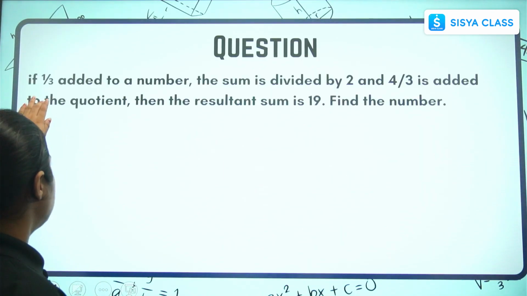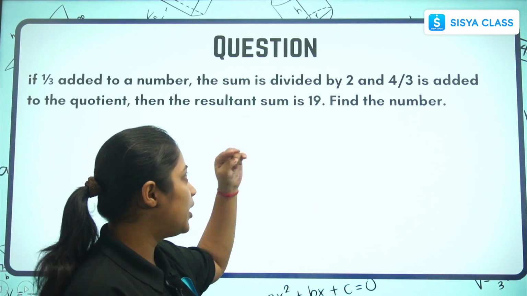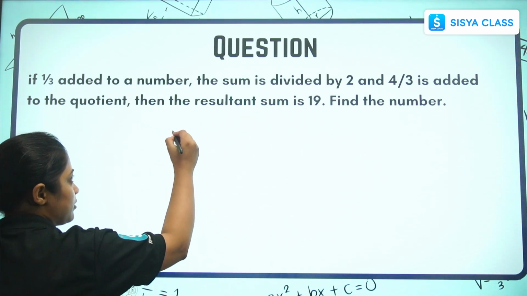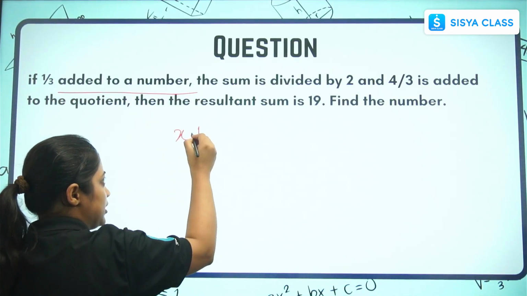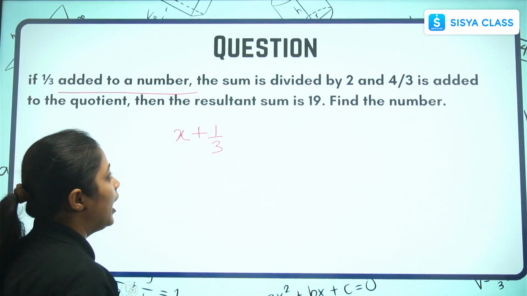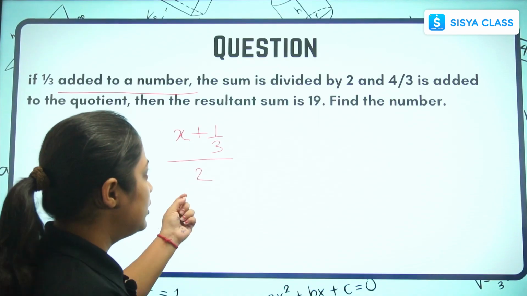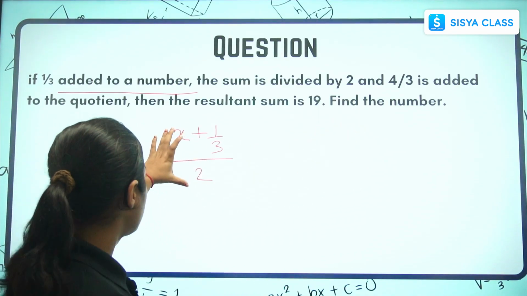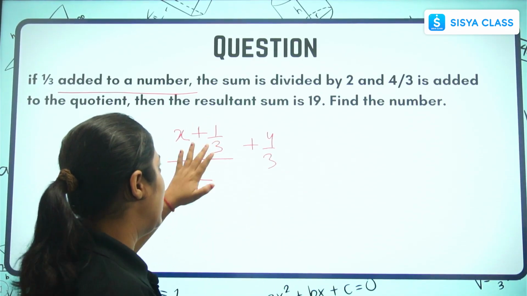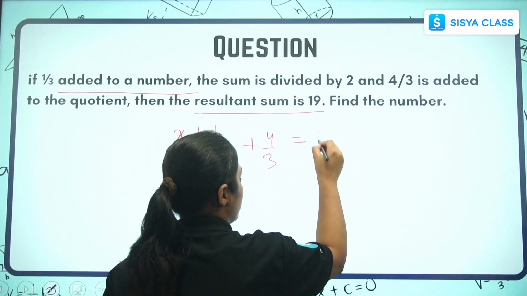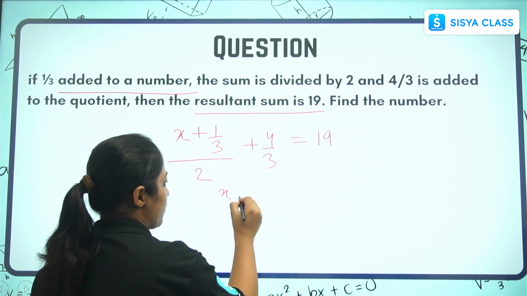Now next question is, if 1 upon 3 is added to a number, the sum is divided by 2. So let's suppose the number is x. Now 1 upon 3 is added to the number. So let's add 1 upon 3 to this number and the sum is divided by 2. Now divide this by 2. After this 4 upon 3 is added to this quotient. Okay. So let's add 4 upon 3 to this quotient and the resultant sum is 19. So it is 19, right? Now find the number. So let's solve this.